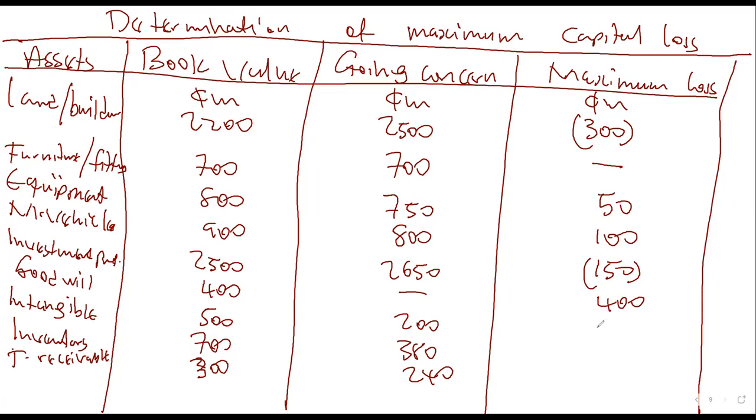500 minus 200 will give us 300. 700 minus 380 should be 320. 300 minus 240 will give us 60. Sum all this up for the meantime.